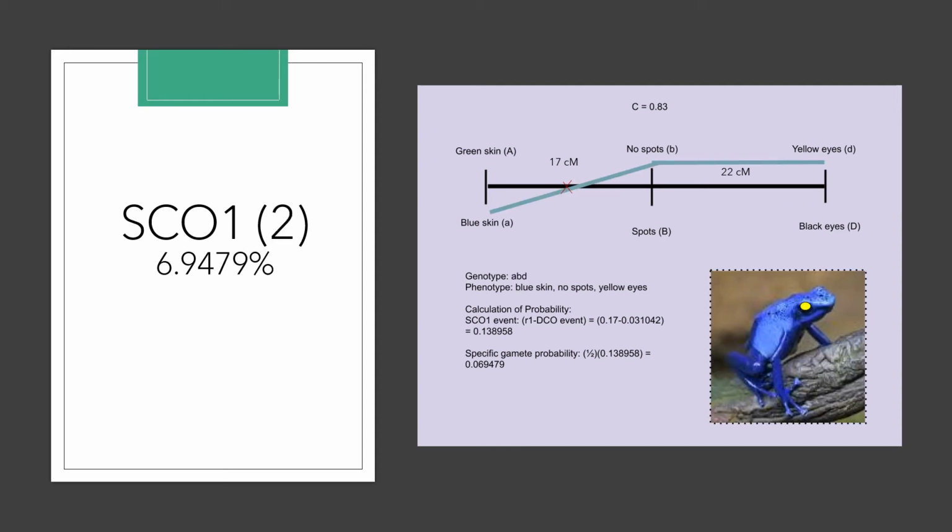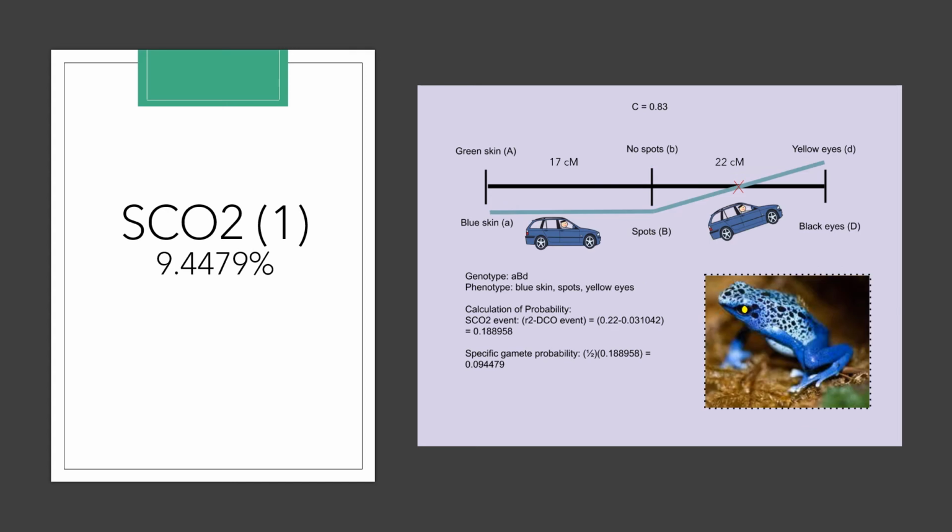Again, here is the single crossover where you can have a blue skin frog with no spots and yellow eyes. This is a single crossover event in the second position, and it's going to result in blue skin, spots, and yellow eyes. And I'm going to have you note that it's a 9.5% chance of happening, and this is larger than the previous one, and that's because the loci it's crossing over, the distance is larger.